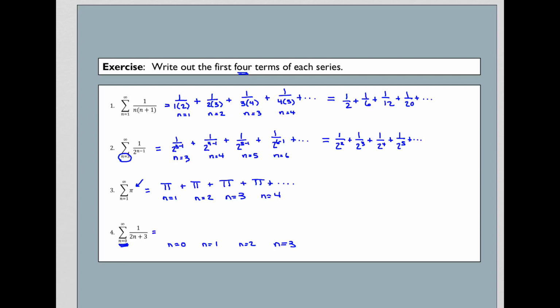So if I want to list out my first four terms, they would be 1 over 2 times 0 plus 3. The next term would be 1 over 2 times 1 plus 3. The next one would be 1 over 2 times 2 plus 3. And then the last one would be 1 over 2 times 3 plus 3. This is an infinite sum, so it would continue. If I wanted to simplify those terms, I would get 1/3 plus 1/5 plus 1/7 plus 1/9.